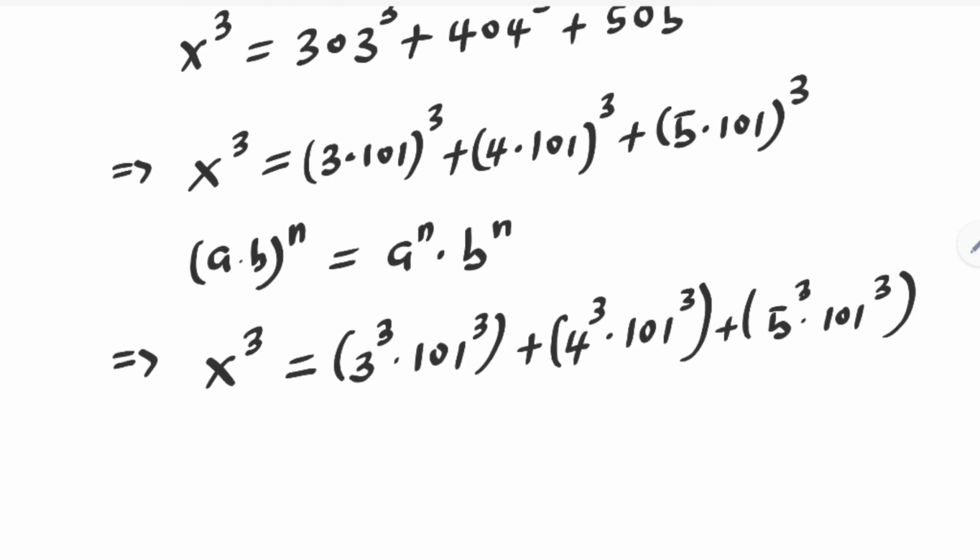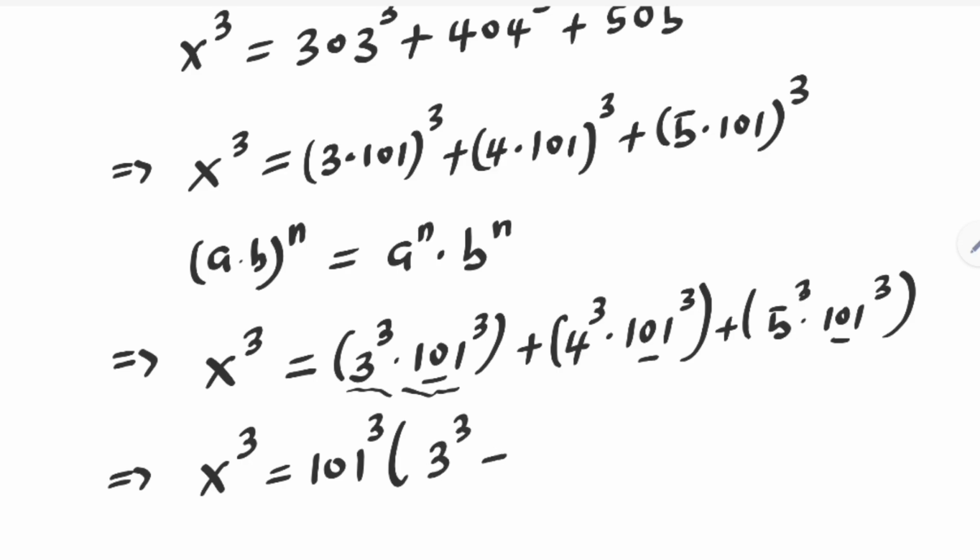Then at this point, you can see that 101 raised to the power of 3 is common. Let's bring it out. x raised to the power 3 is equal to 101 raised to the power 3 bracket. If you divide the whole of this by 101 raised to the power 3, we have 3 raised to the power 3 plus, if you divide the whole of this by 101 raised to the power 3, we have 4 raised to the power 3 plus, if you divide the whole of this by 101 raised to the power 3, this is 5 raised to the power 3.